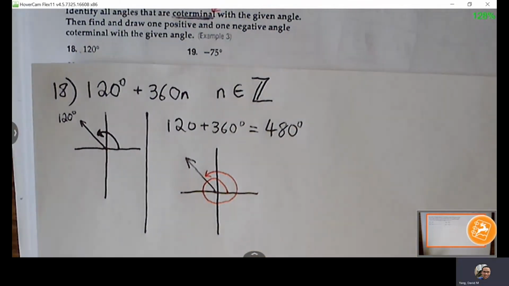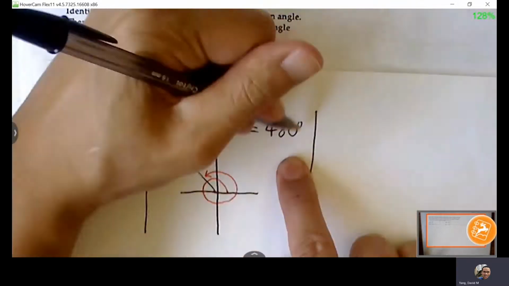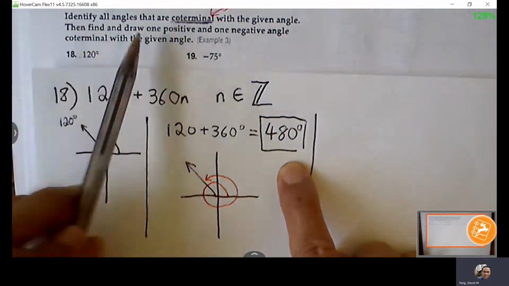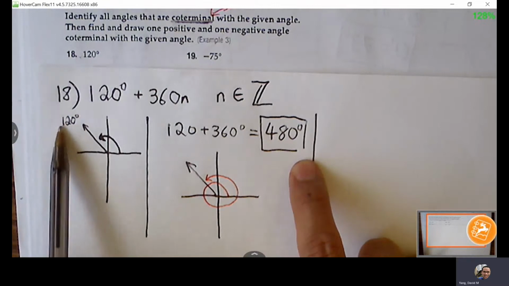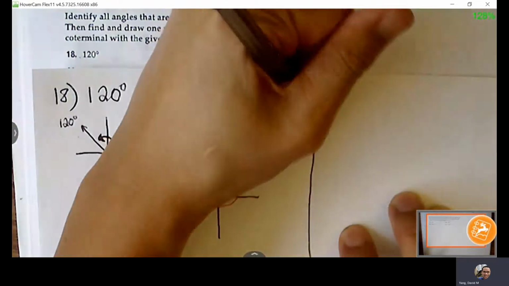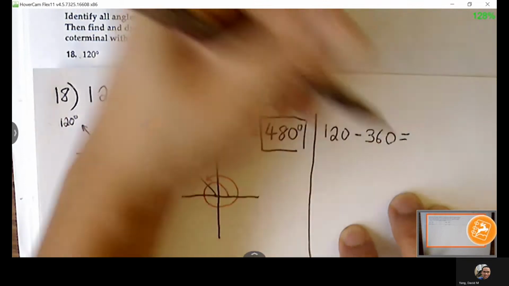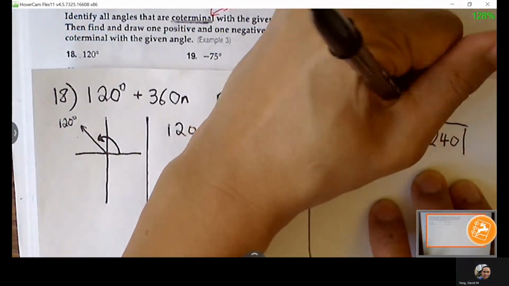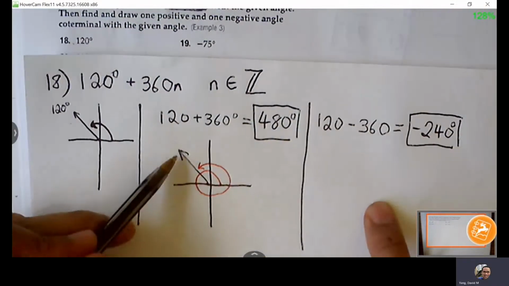Okay, does that make sense? All right, so let me box this up here. This is 480 degrees. That's a positive coterminal angle. Now let's create a negative coterminal angle. So I'm going to start with that 120, and now I'm going to subtract 360 from that. So that's negative 240 degrees. We know it's going to end up in the same spot.